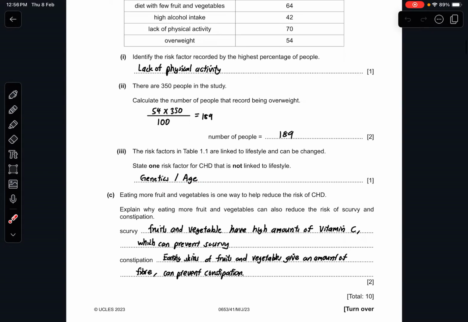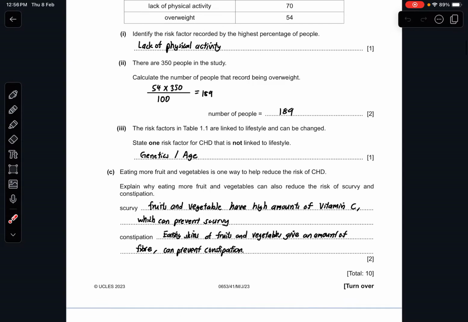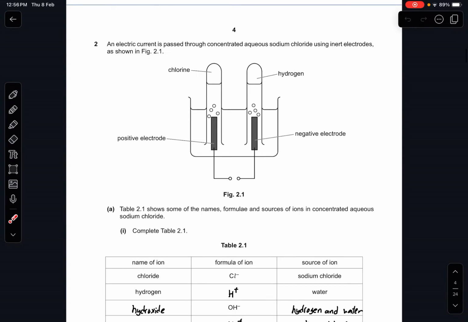one is genetics and one is age. C, eating more fruits and vegetables is one way to help reduce the risk of CHD. Explain why eating more fruits and vegetables can also reduce the risk of scurvy and constipation. Scurvy is prevented because fruits and vegetables have a higher amount of vitamin C, which helps to prevent scurvy. Same for constipation: eating the skins of vegetables and fruits gives an amount of fiber, which can also help to prevent constipation.